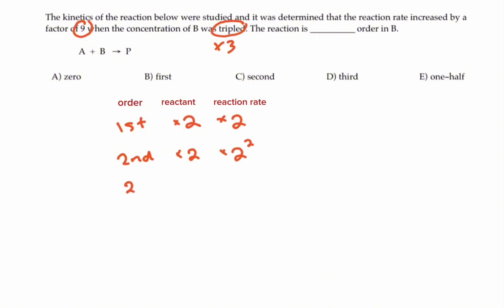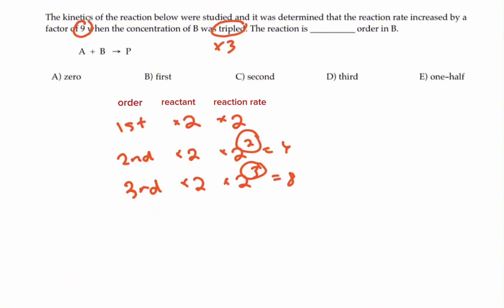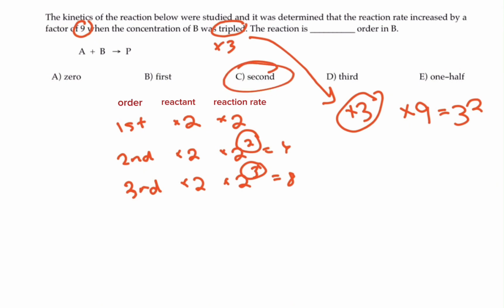And if it's third order and you double the reactant, the rate will increase by 2 to the third, which is 8. This is 4. So basically, the order is the exponent of the number that you multiply the reactants by, if that makes sense. In the case of this reaction, when B was tripled, the reaction rate increased by a factor of 9, which is the same as 3 squared. So since the reaction rate increased by the square of what the reactant increased by, we know that this would be second order.